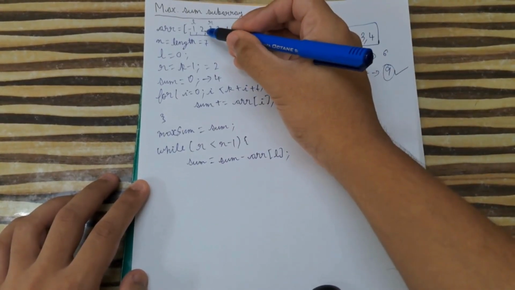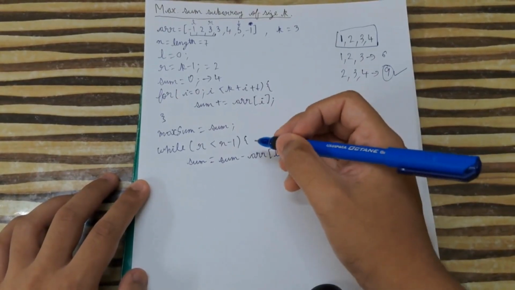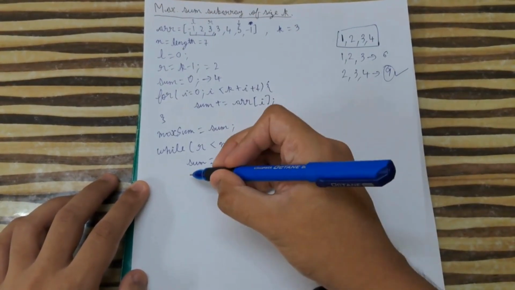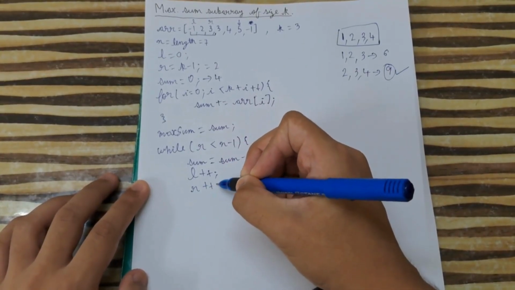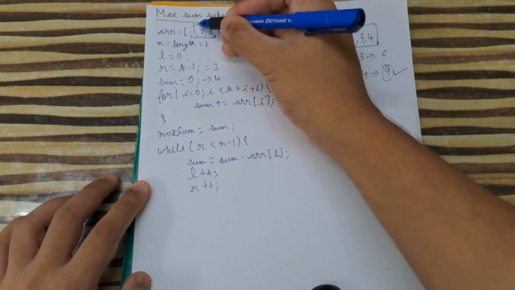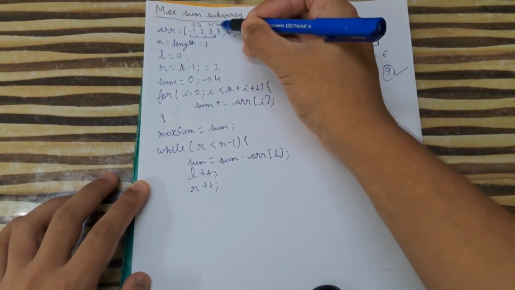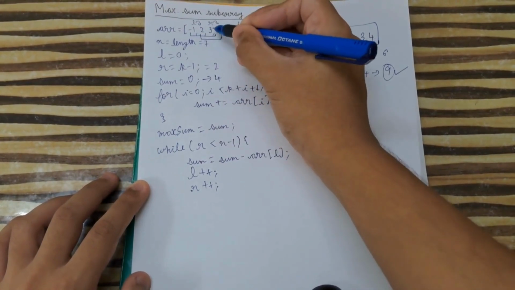So the current window after this only has 2 and 3, that is 2 plus 3 equals 5. So we have removed that part, and we have incremented L. Okay, and then we have also incremented R. So this is the part of the sliding window. L now comes to this point, and R comes here. So now you can see, this is the new sliding window, 2, 3, 3.